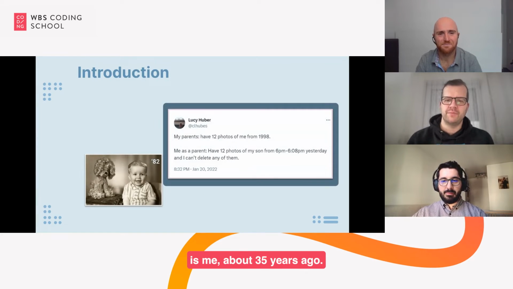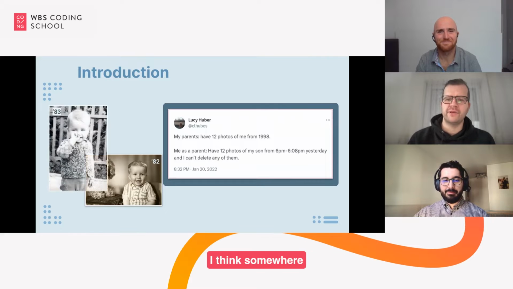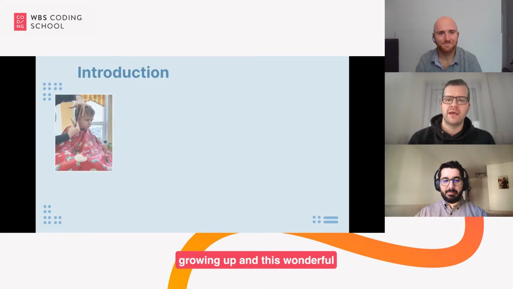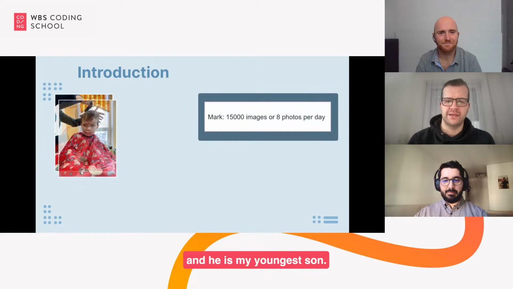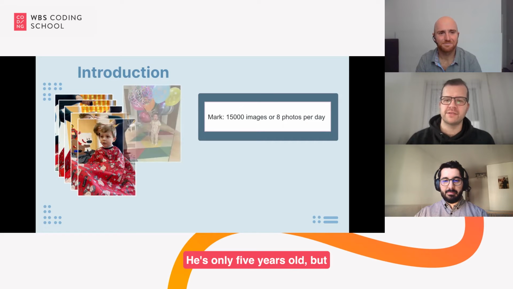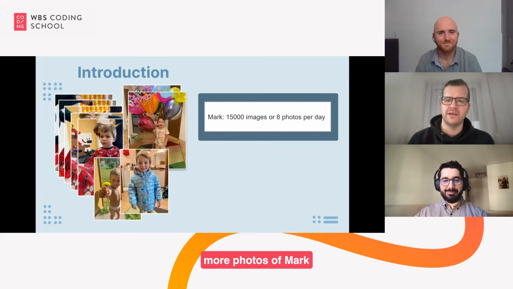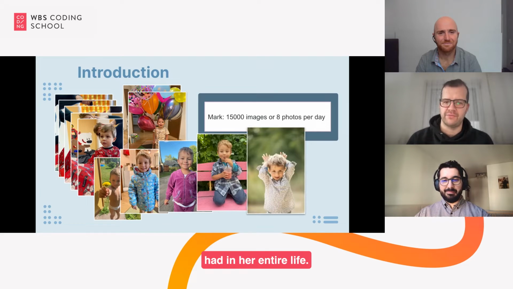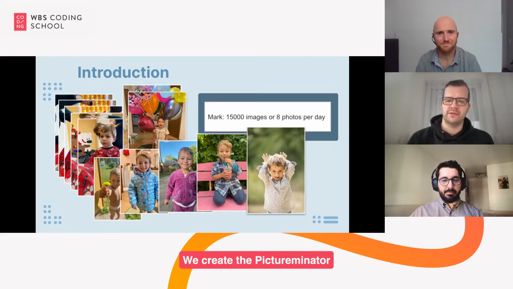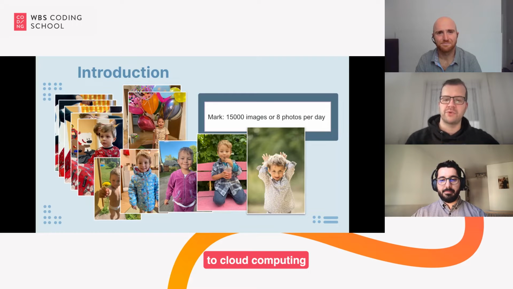That guy in the picture is me, about 35 years ago. I think somewhere there is a photo album with 20 or 30 pictures of me growing up. And this wonderful boy's name is Mark, and he is my youngest son. He is only 5 years old, but I already have more photos of Mark than my grandmother had in her entire life. We live in an age of endless digital photos that are always with us, from phone snapshots and professional photo shoots to screenshots taken during a conference call and scans of documents. We created Pictureminator so that everyone can organize their digital archive without resorting to cloud computing and third parties.